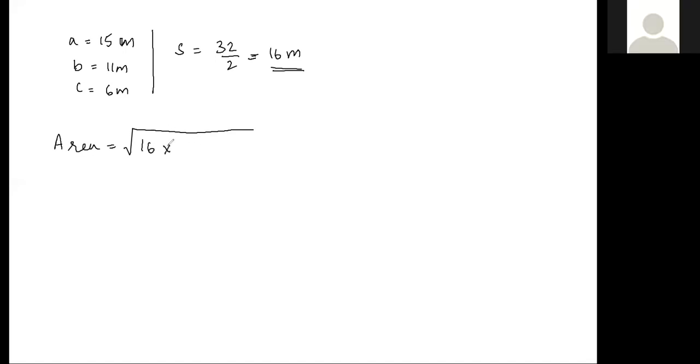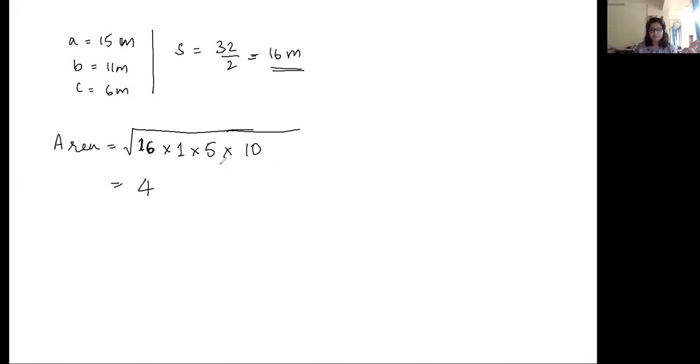So you get 16 into S minus A: 16 minus 15 is 1, so that is nothing. 16 minus B, 16 minus 11 is 5. And 16 minus C, 16 minus 6 is 10. So check if you've gotten these numbers. Once you get this, it is very easy. First thing is root 16. What is root 16? 4. Putting that outside. 1 you can ignore.